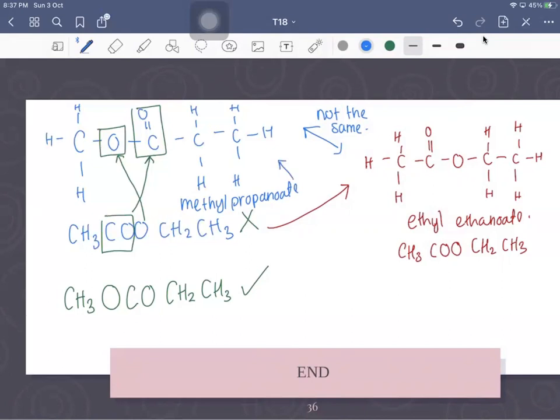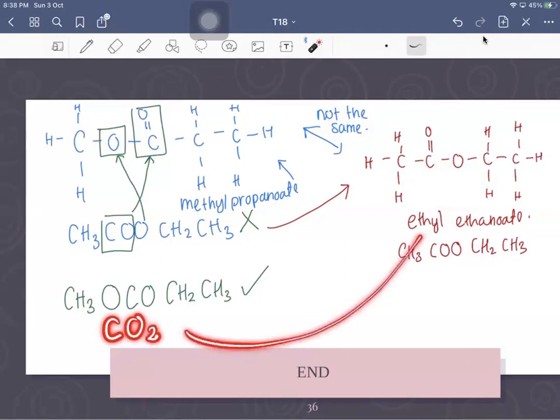So you can copy this down in your notes just to remind you how to write down the structural formula. If the alcohol part comes first, you must write down the single O followed by the CO. So you will write it as OCO. Do not combine it as COO, because that will give you a different structure, which is this one. All right, so that is all for this topic.